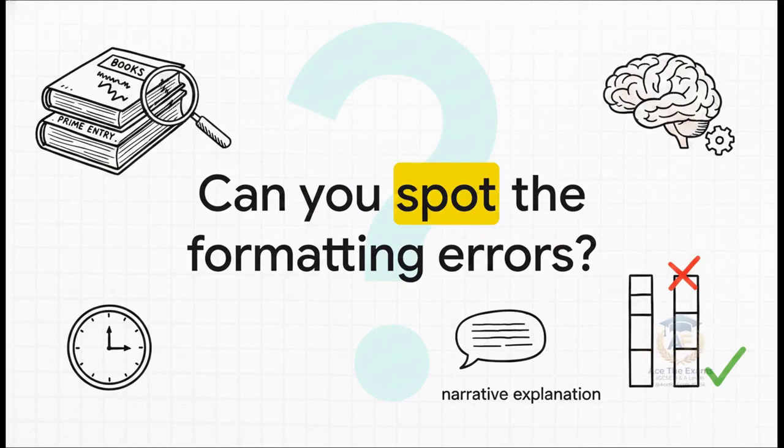This time, I want you to play the role of the Cambridge examiner. We are doing a spot the flaw exercise. We have a poorly written student answer for a general journal entry. Can you spot the 3 exact formatting traps this student fell into?